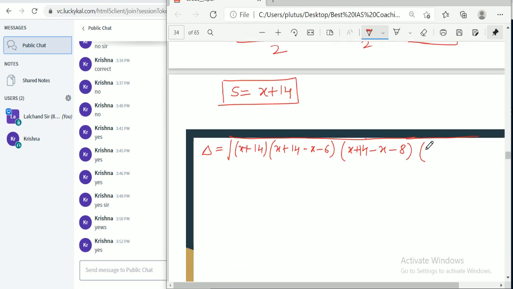So X plus 14 minus 14. If you simplify this equation, we have under root of X plus 14.